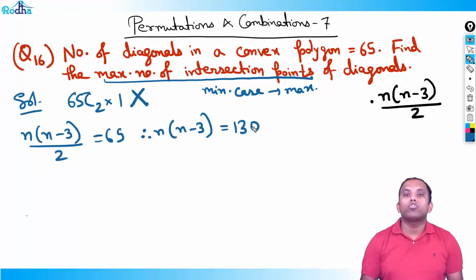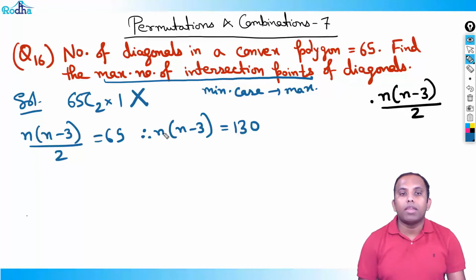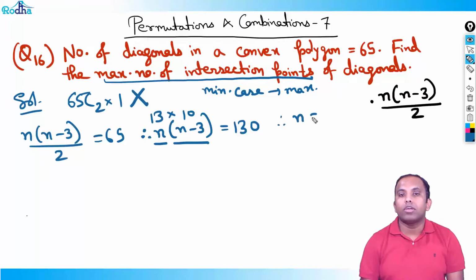Now, you don't always need to solve a quadratic equation. You can simply put by logic, right? n into (n minus 3) is 130. So you can see here, the product of two terms is 130 with a difference of 3. So obviously, what is satisfied? 13 and 10, right? Obviously. Therefore, n is equal to 13.